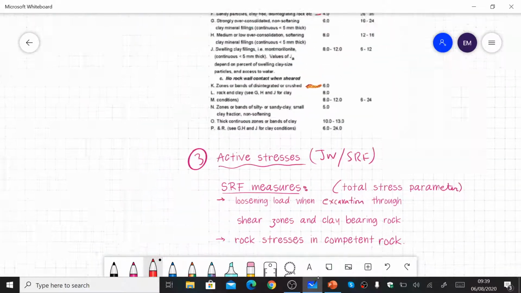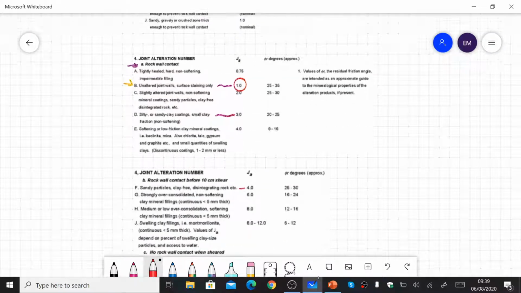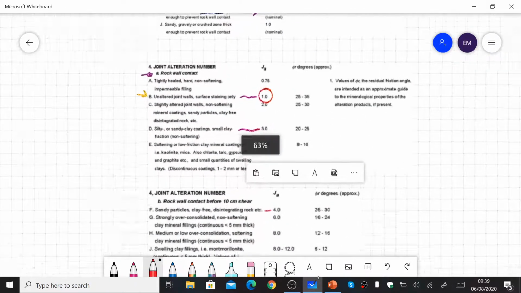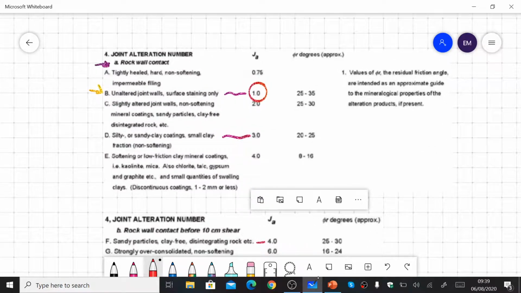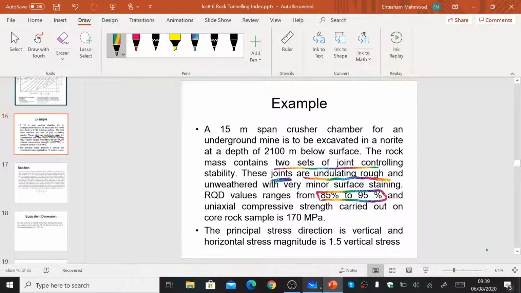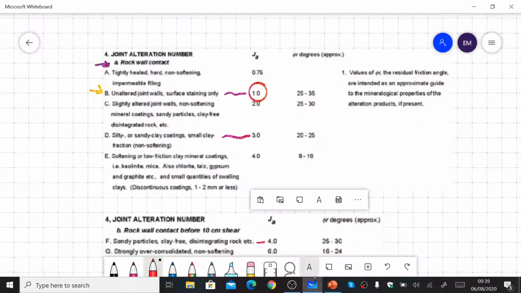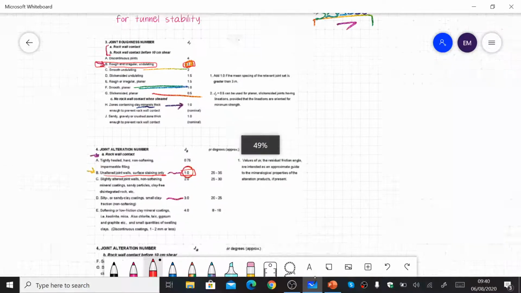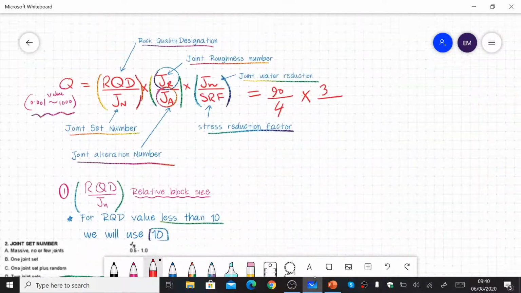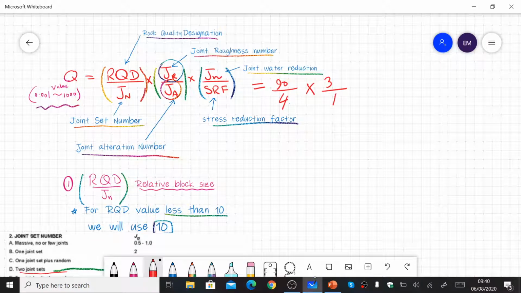I'll go back to the table, and once again, as there's no mention of a joint, we'll assume that the joint wall is in contact. And the condition mentioned here is that it has unweathered and very minor surface staining. So you see here, this is the option, unaltered joints, surface staining only. So the value of 1 is used. So I'll go back and use 1 in place of Ja.